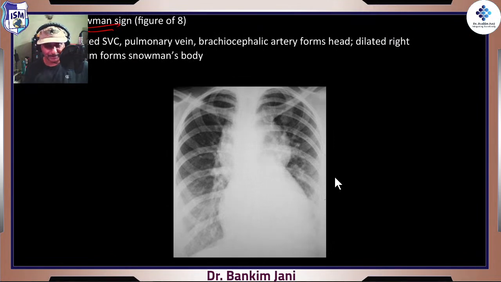Over here, there is a dilated superior vena cava and pulmonary veins. That goes like this and then this. If you really do it like this, that's like a snowman. It is those enlarged veins. Let's see if I just remove this thing. They really form this top portion, they form the head. And the dilated right atrium forms this body. So that's what is called the snowman's sign.